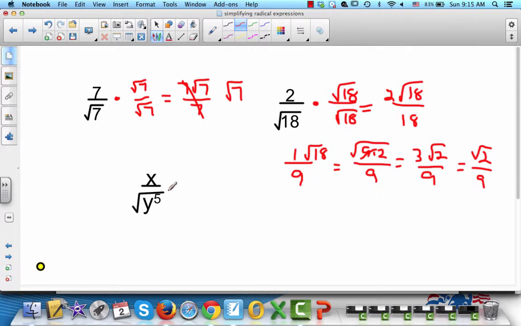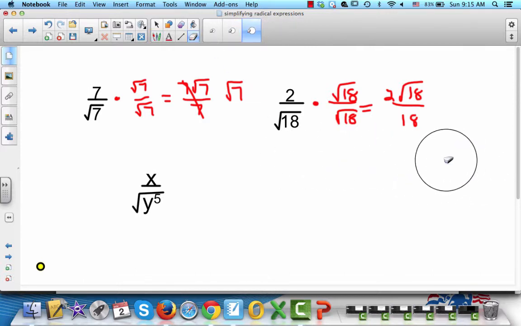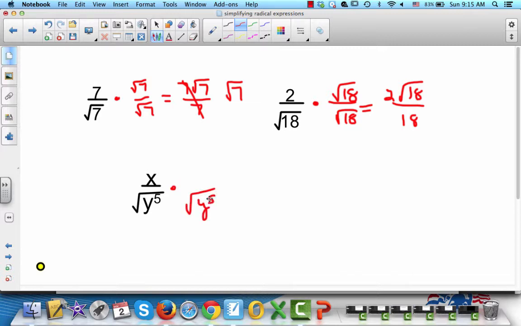So this time, I'm going to erase this because I know I'm going to need this space here. So we've got x over y to the square root of y to the 5th. So we're going to multiply by square root of y to the 5th over square root of y to the 5th. That's going to give us x square root of y to the 5th over, the radical goes away and you're left with y to the 5th.